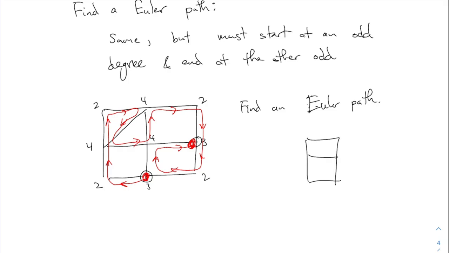All right, this is finding an Euler path. You've got to start at the odd, and you'll end at the other odd. But otherwise, it's the same idea, the same procedure. All right, anybody got questions about that one?